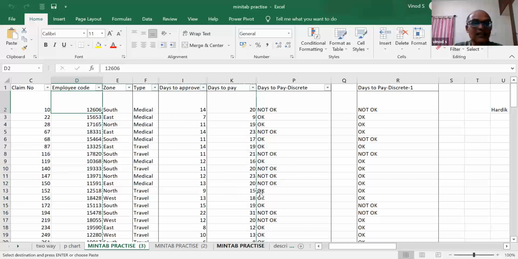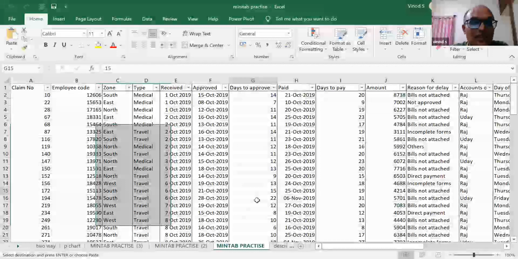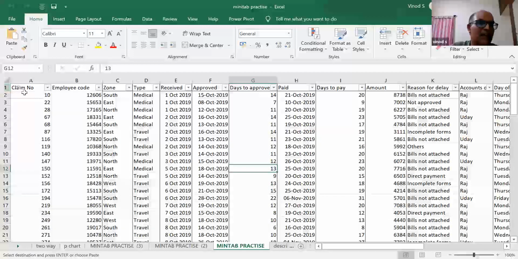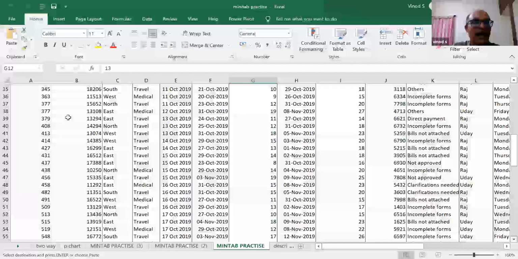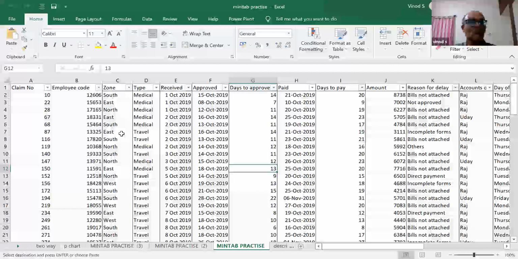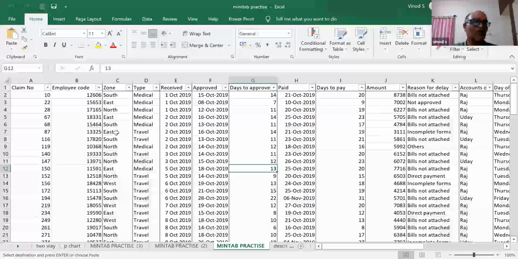So here, this data is for a company's, let us say, administrative office, right? You can see here there is a claim number. All of you are able to see my Excel sheet? Yes. So this is the bill number. This is the actual case study. There are some bill numbers given here, right? And this is the employee code, right? And these are all the zones: south, east, north, and west. So there are employees from all the 4 zones, and they are claiming certain bills.